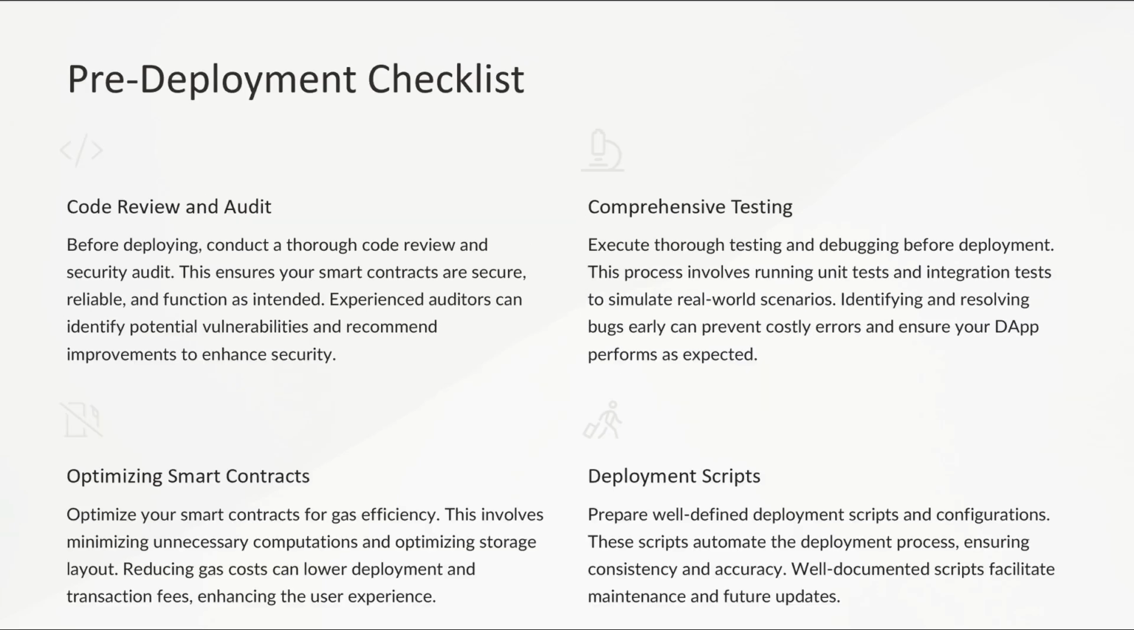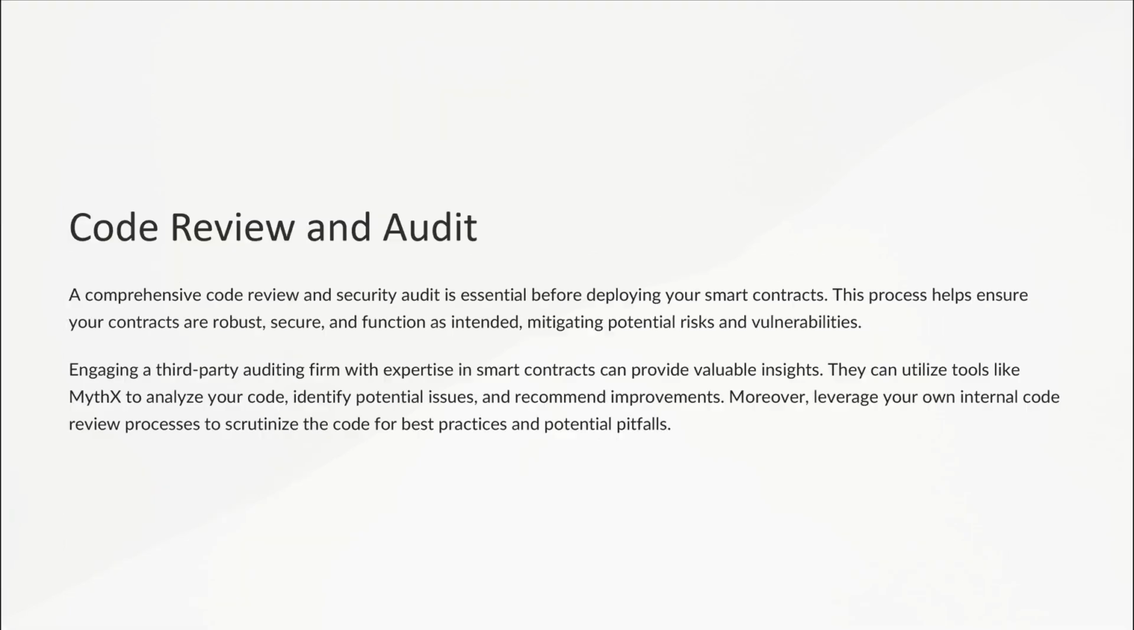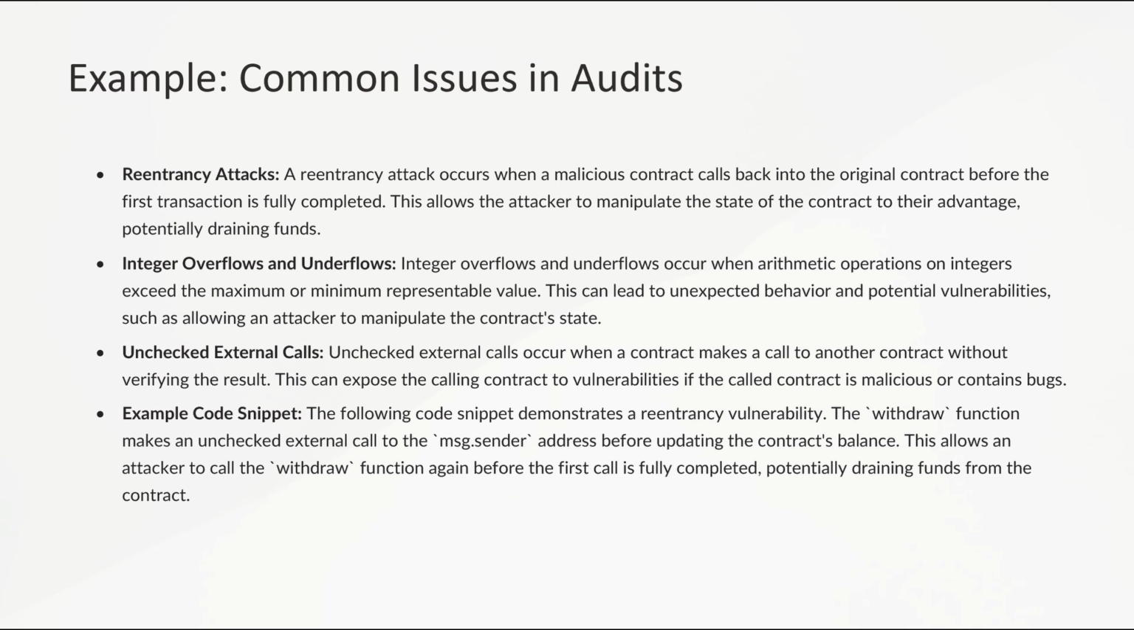Our pre-deployment checklist includes code review and audit, comprehensive testing, optimizing smart contracts, and preparing deployment scripts. Code review and audit. Before deploying, conduct a comprehensive code review and security audit to ensure your contracts are secure and function correctly. Engage third-party auditors and use tools like Mythril to detect vulnerabilities such as reentrancy attacks, where an attacker repeatedly calls a contract to drain funds.